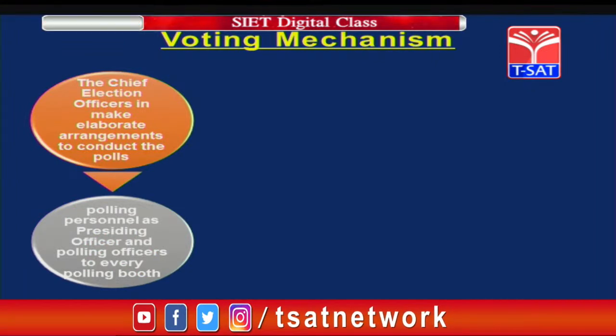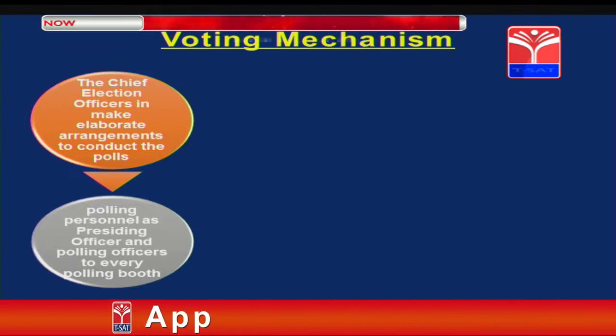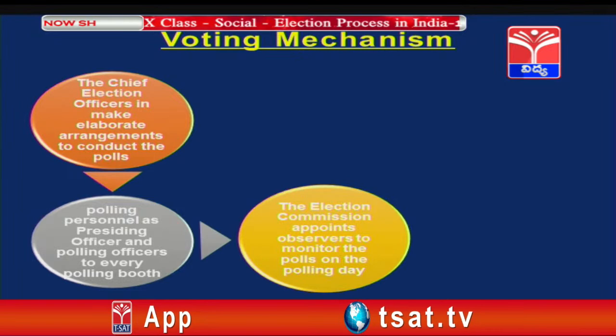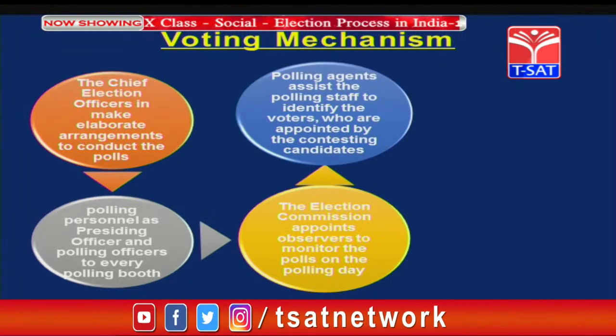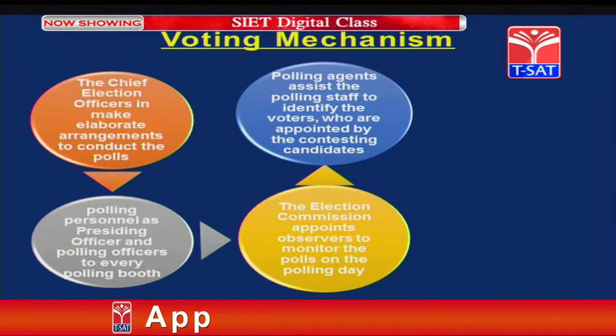The chief election officers make elaborate arrangements to conduct the polls, and the polling personnel, that is polling staff, such as the presiding officer and polling officers, are assigned to every polling booth. Then the Election Commission appoints observers to monitor the polls on the polling day. Then the polling agents, who are appointed by the contesting candidates, assist the polling staff to identify the voters.